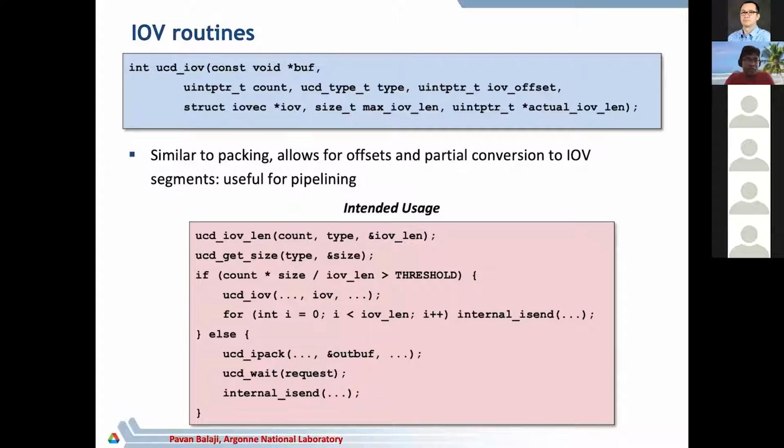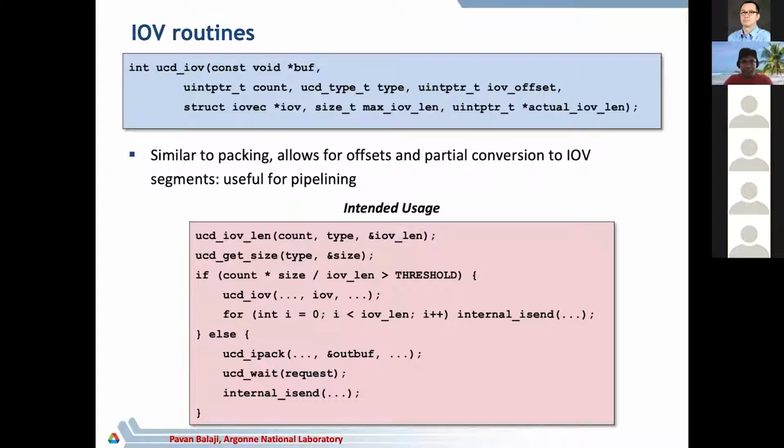Next is the IOV routines. Like I said, in some cases, IOVs might be better than packing data. For example, if each contiguous chunk in your non-contiguous data is very large, you probably don't want to pack it. Instead, you want to send each of these contiguous chunks individually. So here's an example over here.